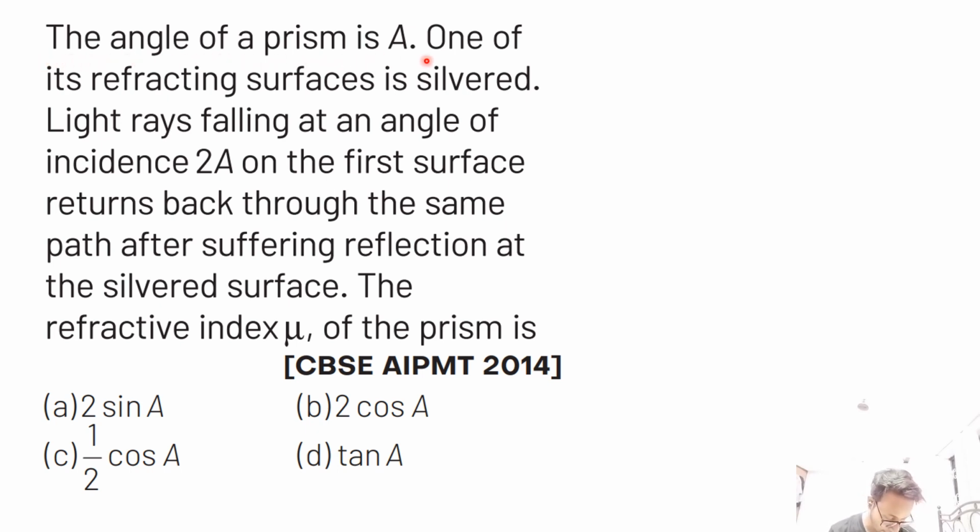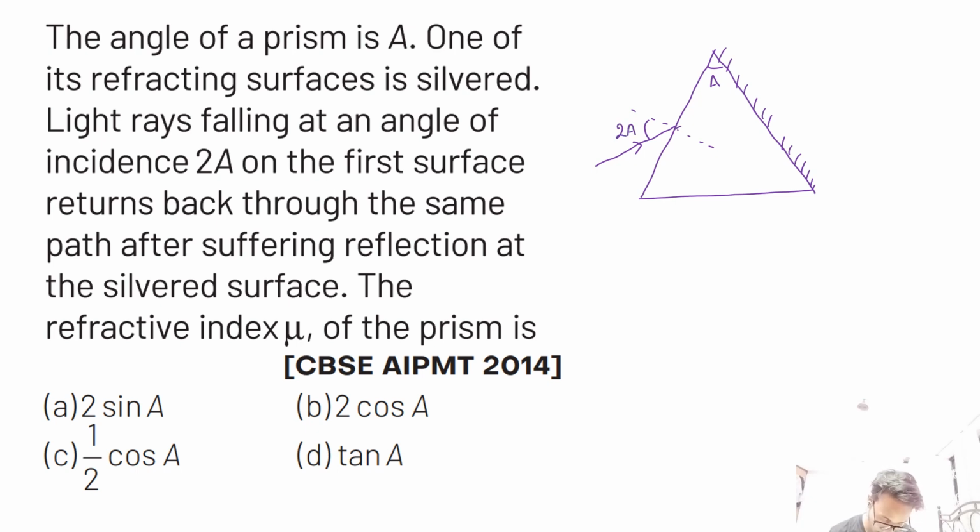The angle of prism is A. One of its refracting surfaces is silvered. If the light ray falling at an angle of incidence 2A on the first surface returns back through the same path after suffering reflection at the silver surface, the refractive index of the prism is. That means there is a prism of prism angle A. Out here one of the surfaces is silvered. From here a ray of light is incident. The angle of incidence is 2A.